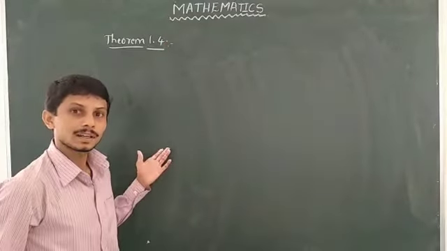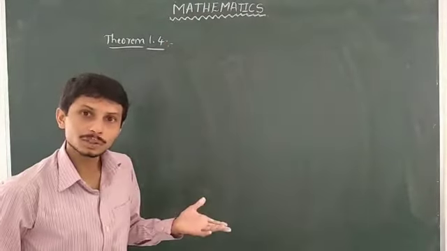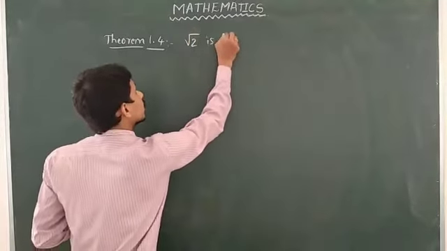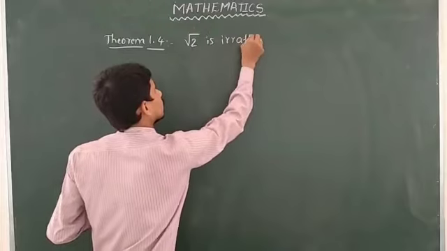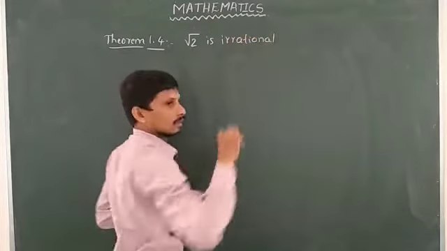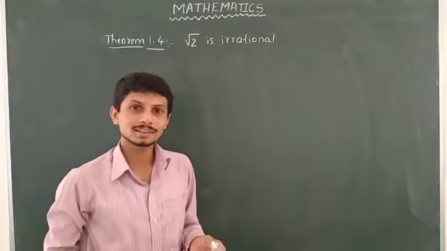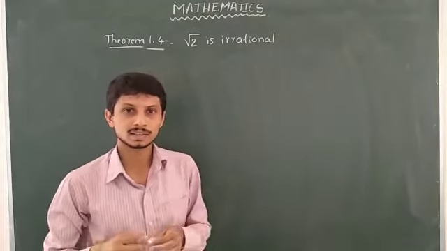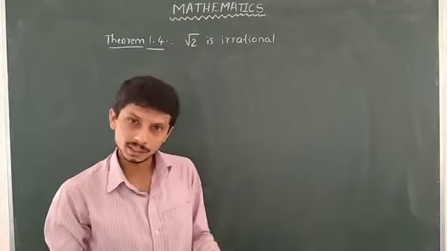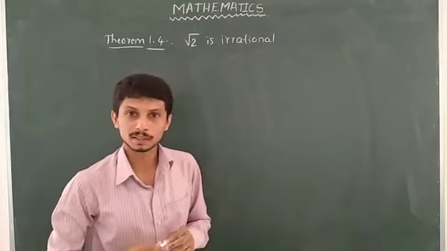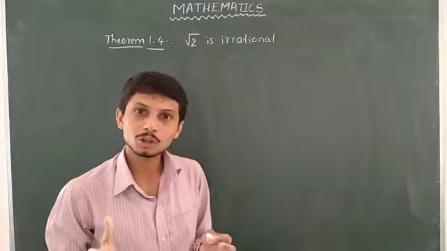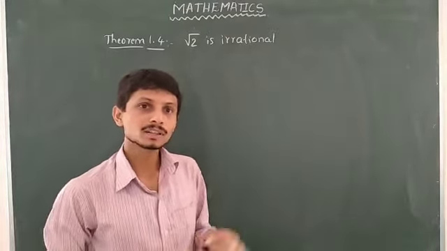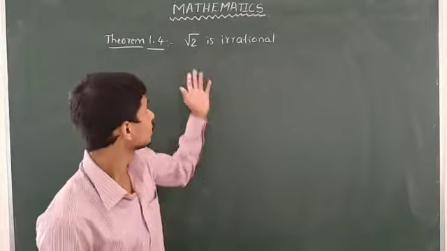The statement of Theorem 1.4 is: root 2 is irrational. Yes, we already learned that root 2 is irrational, root 3 is irrational, pi is irrational. We already learned about irrational numbers, which cannot be expressed in the form p by q, where p and q are integers and q is not equal to 0.